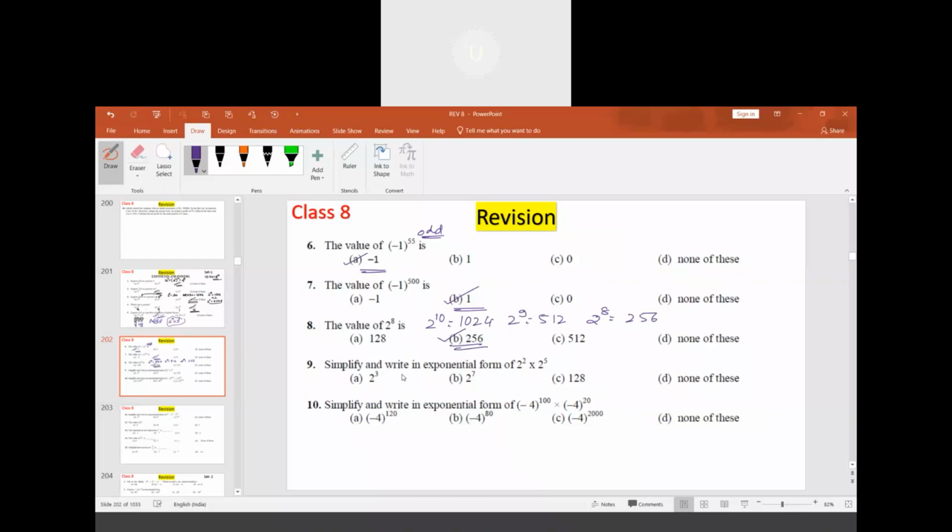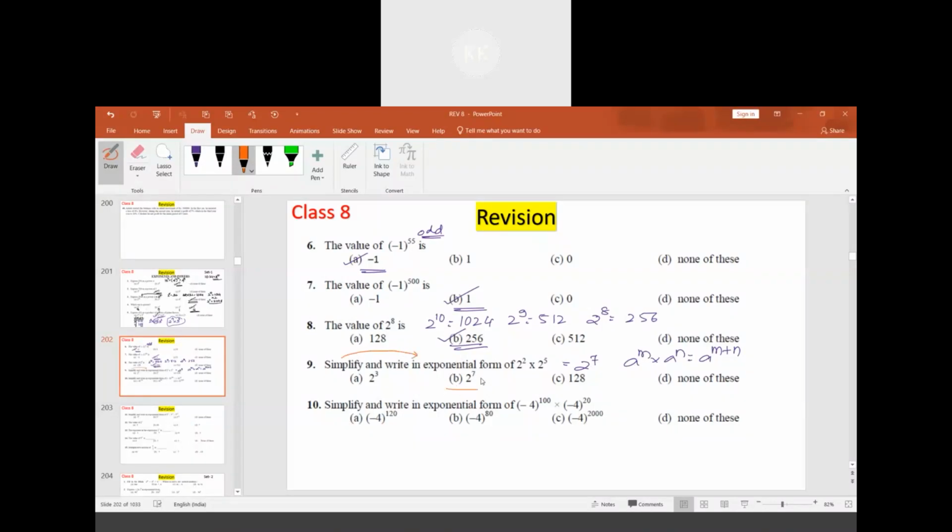Simplify and write in the exponential form. 2 to the power 7, option B. We are using the rule a to the power of m into a to the power of n is a to the power of m plus n. So the powers are added.